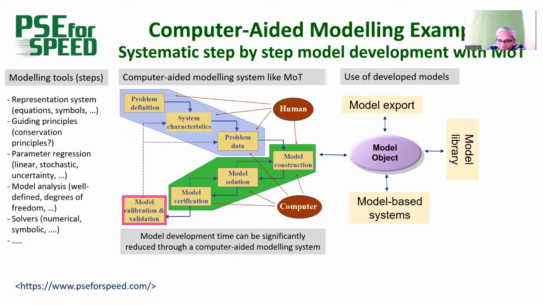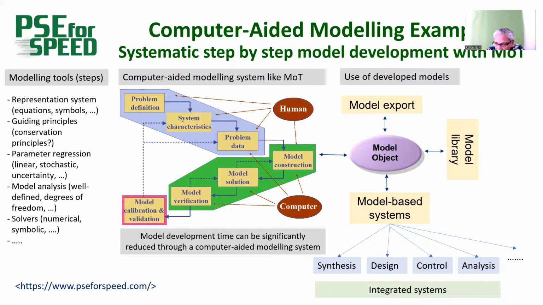And once the model is developed, the model can be saved and then exported to other systems that can use the model for simulation, optimization, and so on. The model can be stored in a library for future reuse, and the model can be used to develop other systems for synthesis, design, control, analysis, and so on. And the individual systems can be combined to form integrated systems.